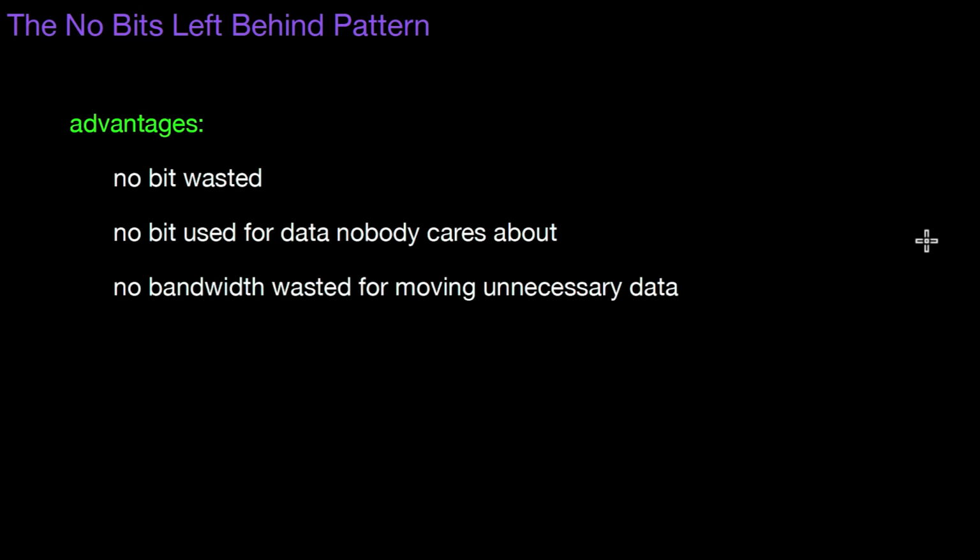Advantages are no bit wasted. That is, of course, an ideal scenario you will hardly reach at all, but that's the design goal. So no bit should be used for data nobody cares about. And this also implies no bandwidth should be wasted for moving around unnecessary data. It's not only about the storage space in the different levels of the storage hierarchy, it's also moving the data around, which costs something, and we want to avoid those costs.